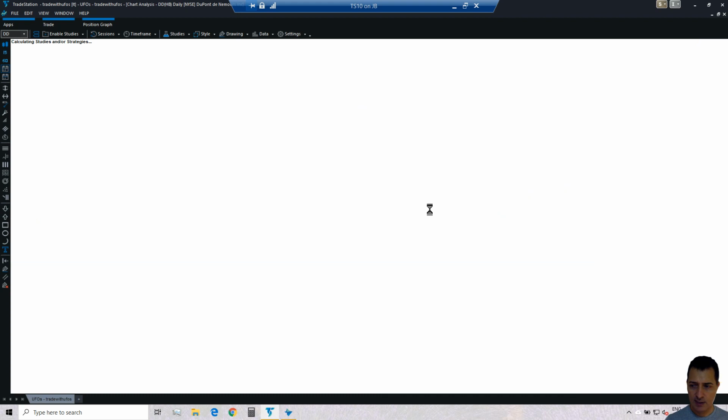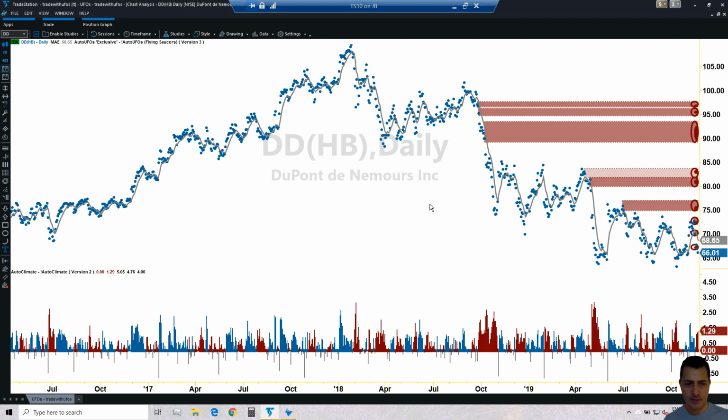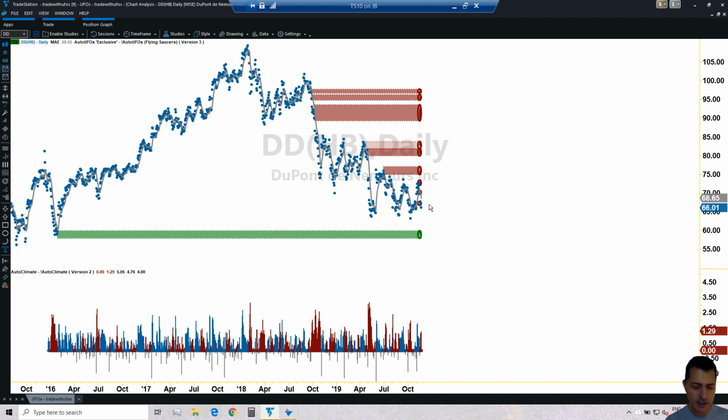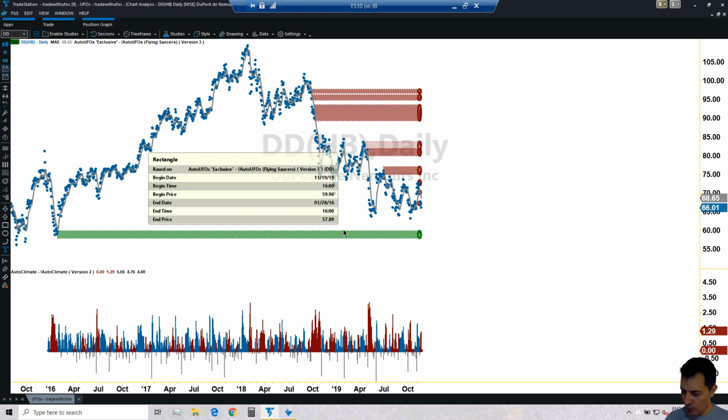Well, actually, I could have saved a little bit of time by disabling auto climate as well, so I would alleviate a little bit of processing power, but it's okay. And here we go. Here is our first green UFO, and that is located, I'm gonna make a note for that. It's located at 59.86. So 59.86 is the location of that green UFO.